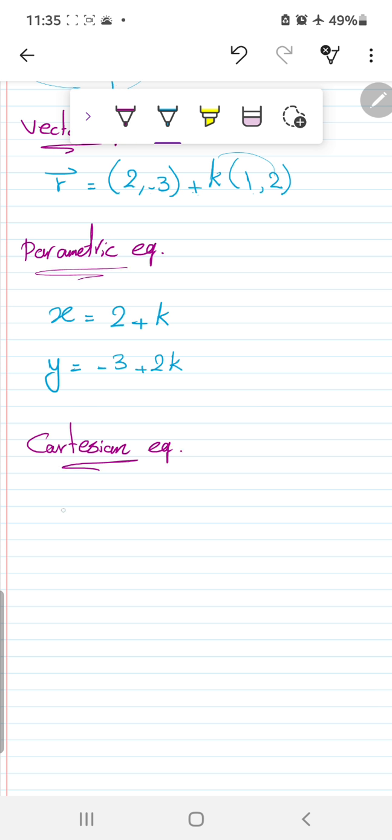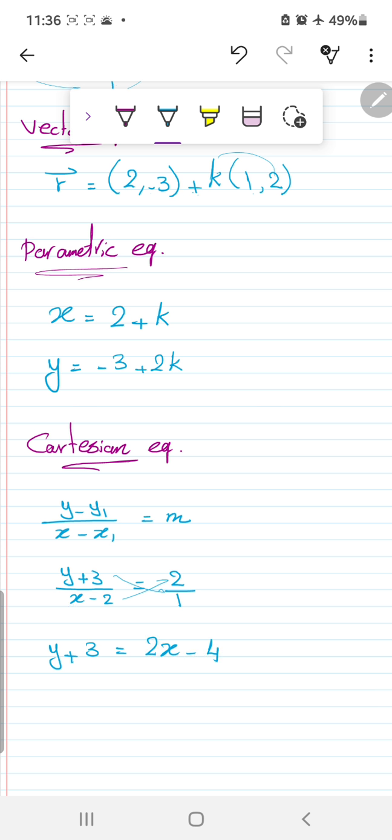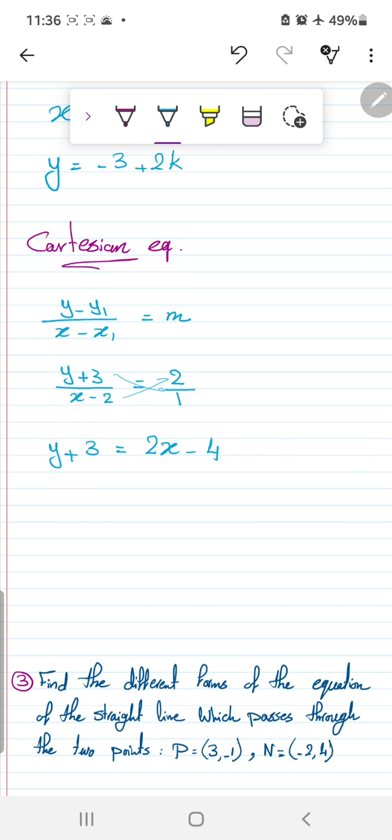Here we said y minus y1 over x minus x1 equals the slope. Substitution: y1 equals negative 3, so y minus negative 3 is y plus 3, over x minus 2 equals the slope 2 over 1. Cross multiplication: y plus 3 times 1 is y plus 3 equals 2 times x minus 2, which is 2x minus 4. Collect x and y on one side, so negative 2x plus y, negative 3 plus 4, plus 7 equals 0.